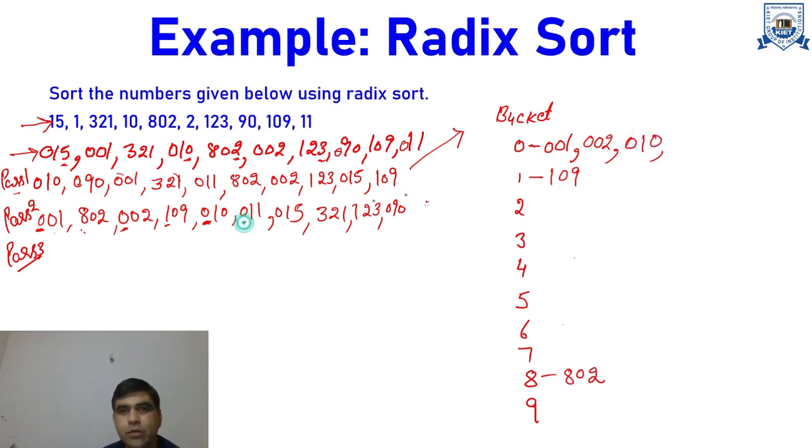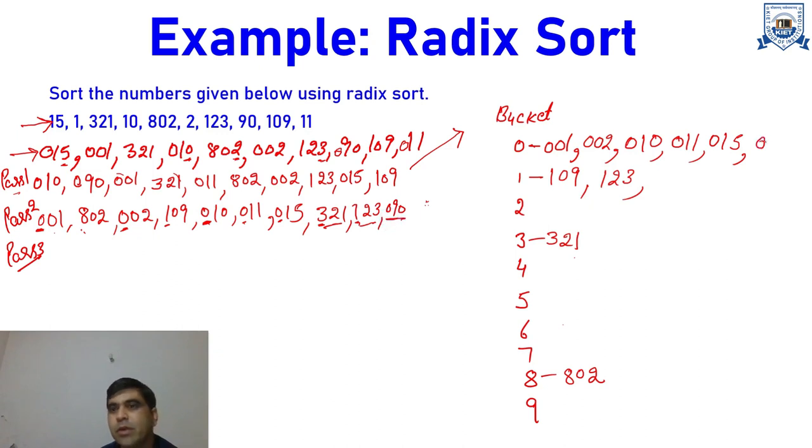Then again we have a 0, so we'll put 011 here. Then we have again 0, so 015 we'll put into the 0th bucket. Then we have 321, so it is 3, so we'll put it here. Then we have 123, so it is 1, so I'll put it here. Then after 123 we have 090, so 090 will be put here. So every pass's output is taken as input to the next pass.